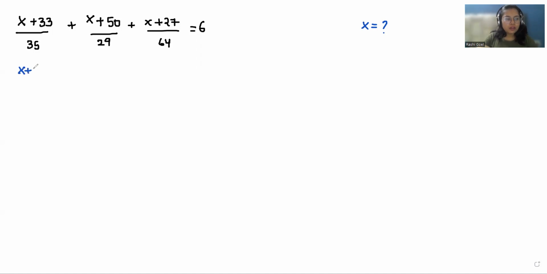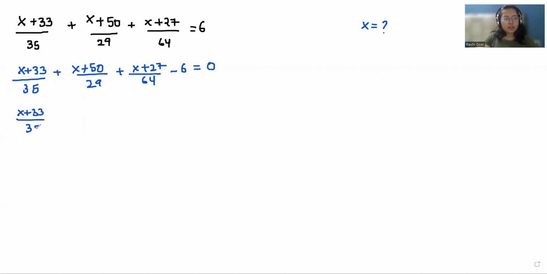So first I am going to write the left hand side the same and take the right hand side plus 6 to this side. Plus 6 comes here with a minus 6 sign, equals 0. Now I am going to split this minus 6 into 3 parts, that is minus 1, minus 2, minus 3, equals 0.